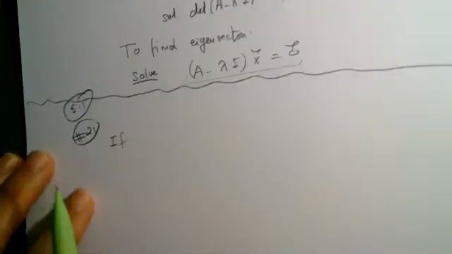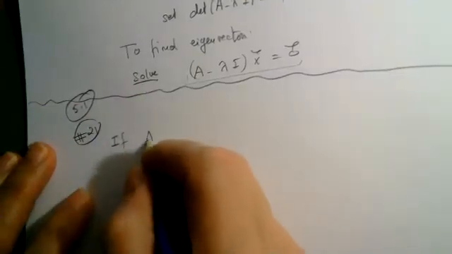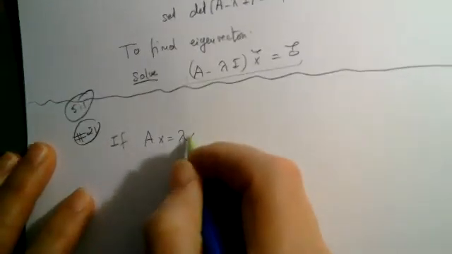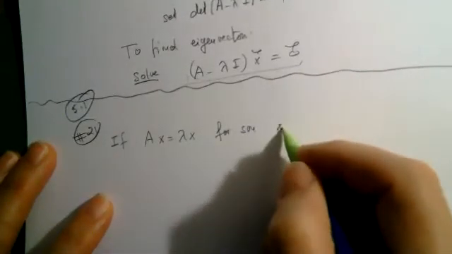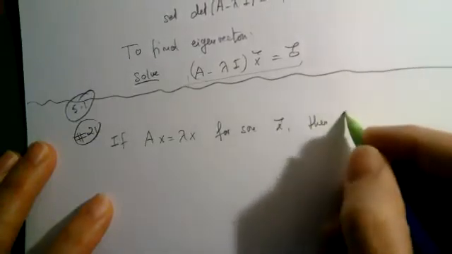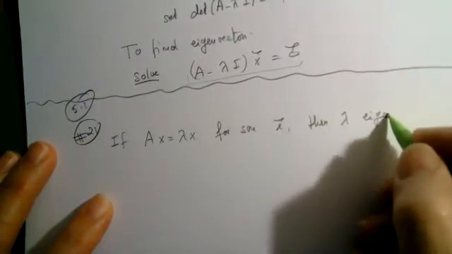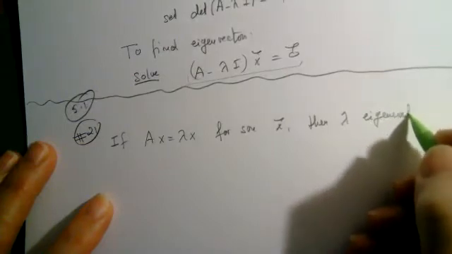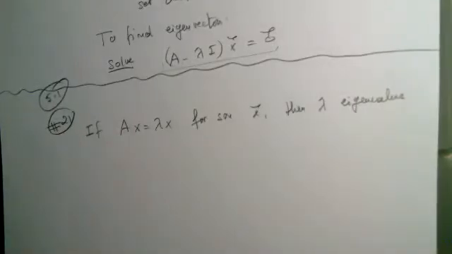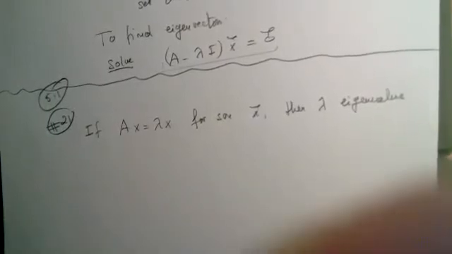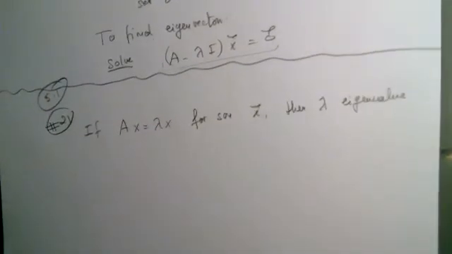The question is the following. If Ax equals lambda x holds for some vector x, then lambda is an eigenvalue. True or false? So suppose this is the case. Is this a true statement or a false statement? True, you justify. False, you tell me why it is false.